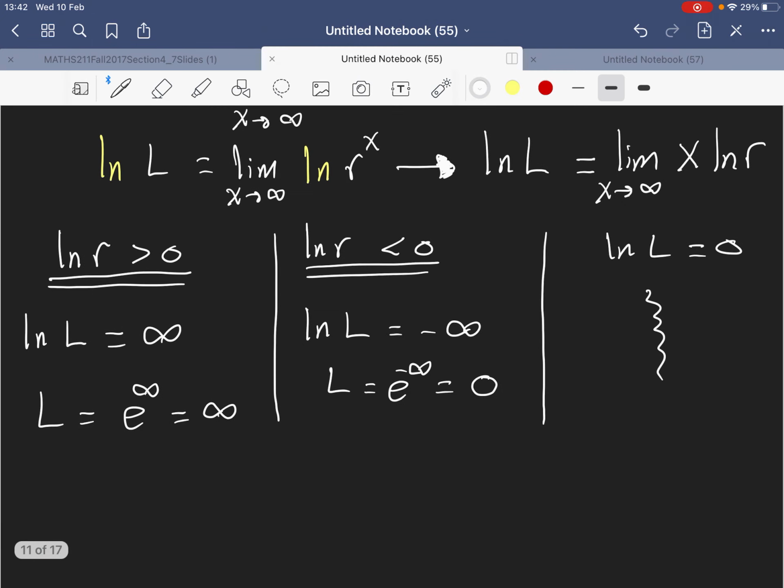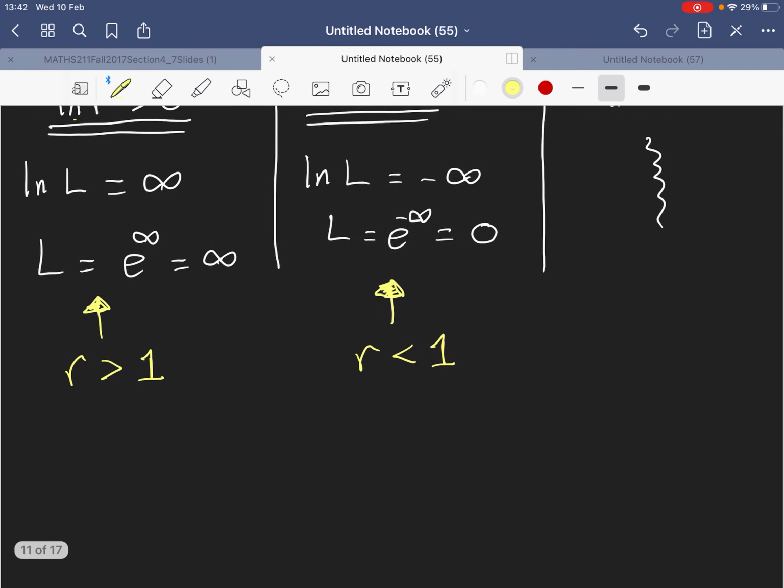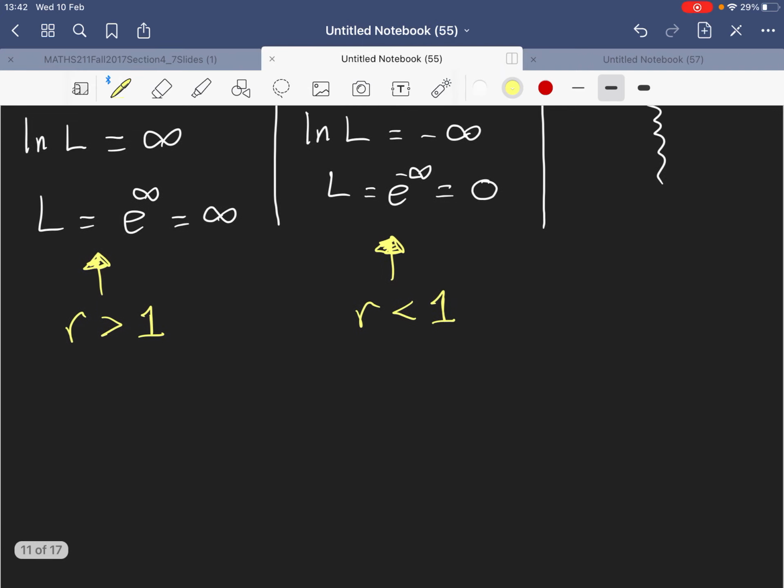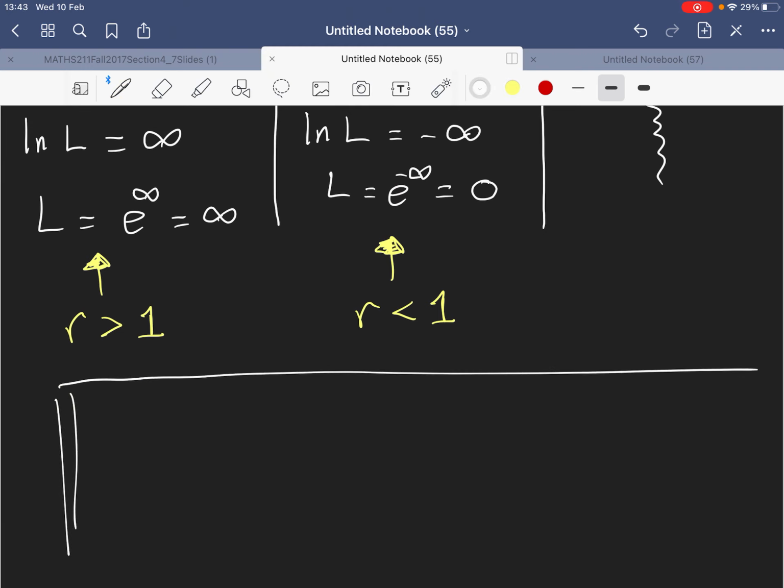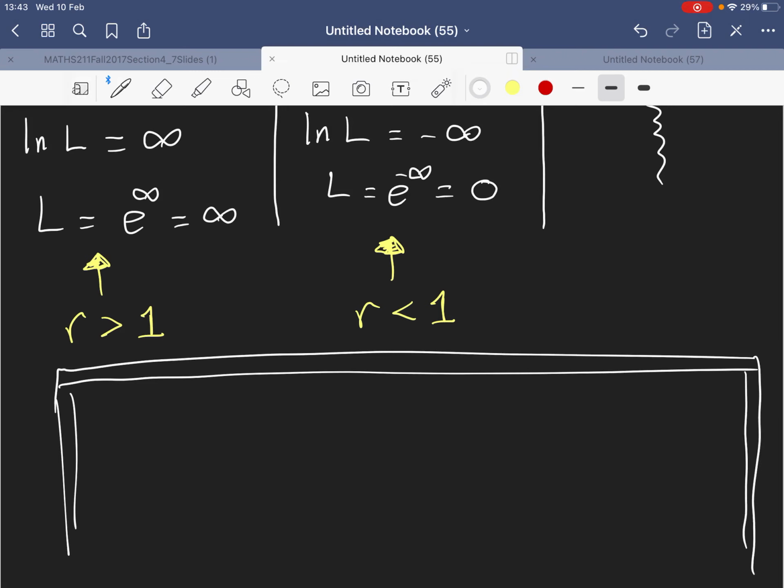So now the only question is, when do we have ln r greater than 0? And this is the same as saying r is greater than 1. And here, I'm saying r is less than 1. Now, what's the importance of this question? I will write it here in a big box, and you need to know this box because you will use it throughout this semester.